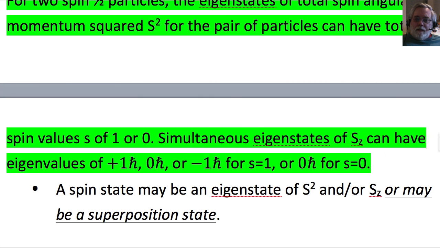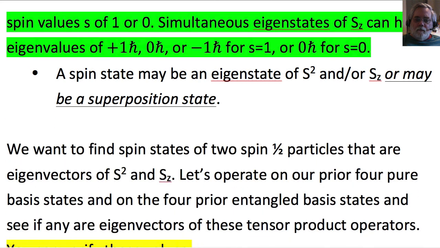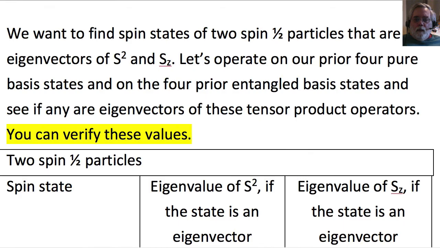It turns out that simultaneous eigenstates of Sz and S squared can have eigenvalues of Sz being plus 1 h bar, 0 h bar, or minus 1 h bar for S equals 1, or 0 h bar for S equals 0. So a spin state may be an eigenstate of S squared and or Sz, or it might be a superposition state. This is a possible time to take a break. We want to find spin states of 2 spin 1/2 particles that are simultaneously eigenvectors of S squared and Sz.